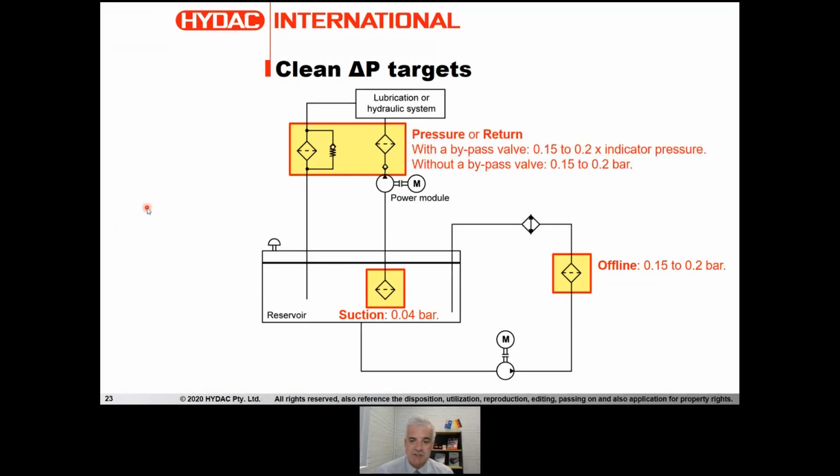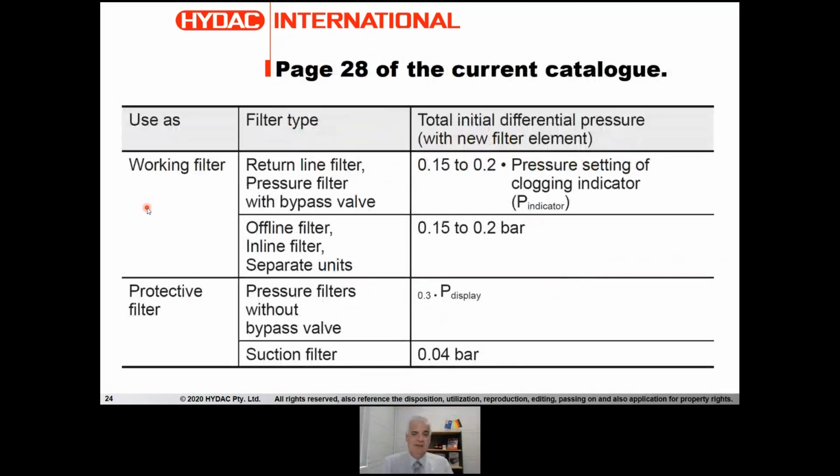and very commonly, we're going to see pressure and return filtration. They share a value with a bypass in your filter, 0.15 to 0.2 times the indicator pressure. So that is 15% to 20% of the indicator pressure is our clean target differential. If there's no bypass fitted in the filter, then 0.15 to 0.2 bar. So that's basically then the same as an offline target. So as a rule of thumb, for very common return and pressure filtration, 15 to 20% of the indicator value.